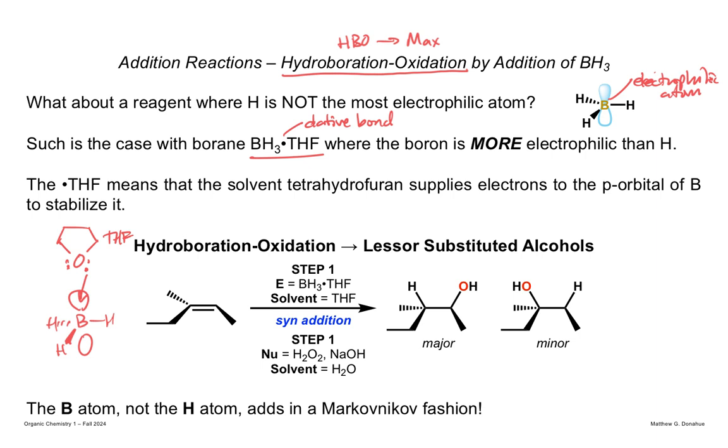So there are two steps overall to the reaction that have different mechanisms involved. But overall, the product is a lesser substituted alcohol. Keep in mind what we learned with the hydration of alkenes: you always get the more substituted alcohol. So this is a complementary method. The major product here is a secondary alcohol. The minor product is tertiary.